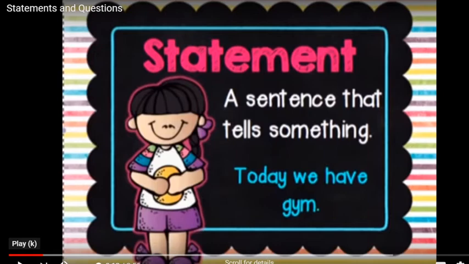Let's see this example. Let's read it together. Today we have gym. Yes, it tells us something. It tells us that we have gym class today. Let's go on. Can you think of another statement type sentence? Can you give me an example from your mind? Yes. For example, I'll talk about me. I'm giving you a class now.